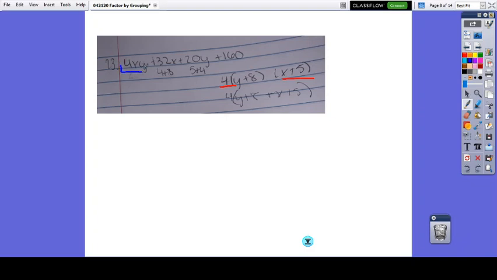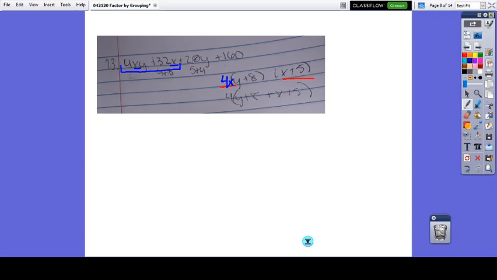So if I look at these first two terms, I want to say, what do they have in common? So yes, 4, 32, I can divide by 4. So 4 is part of the GCF. But we also should recognize that there's an x in both of those terms. So it should be 4x out front there. Okay, when you divide this by 4x, you do get y. When you divide 32x by 4x, you do get 8. So this is all correct here.